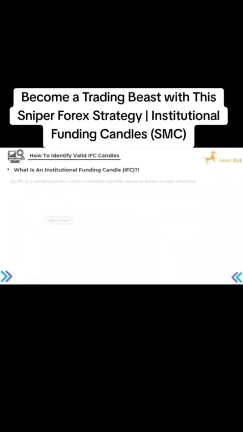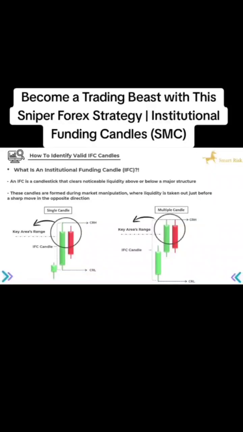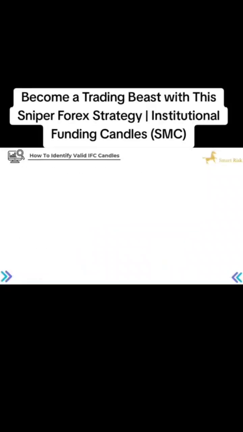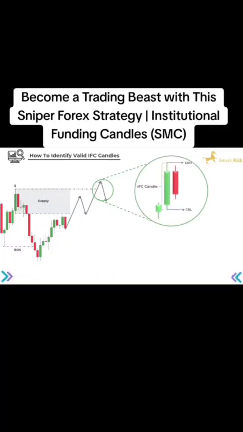So, what is an institutional funding candle? An IFC is a candlestick, or series of candles, that clears noticeable liquidity above or below a major structure. These candles are formed during market manipulation, where liquidity is taken out just before a sharp move in the opposite direction. In simple terms, an IFC occurs when price takes out a key structure, and then quickly returns to the range of that structure before continuing in the smart money's intended direction.